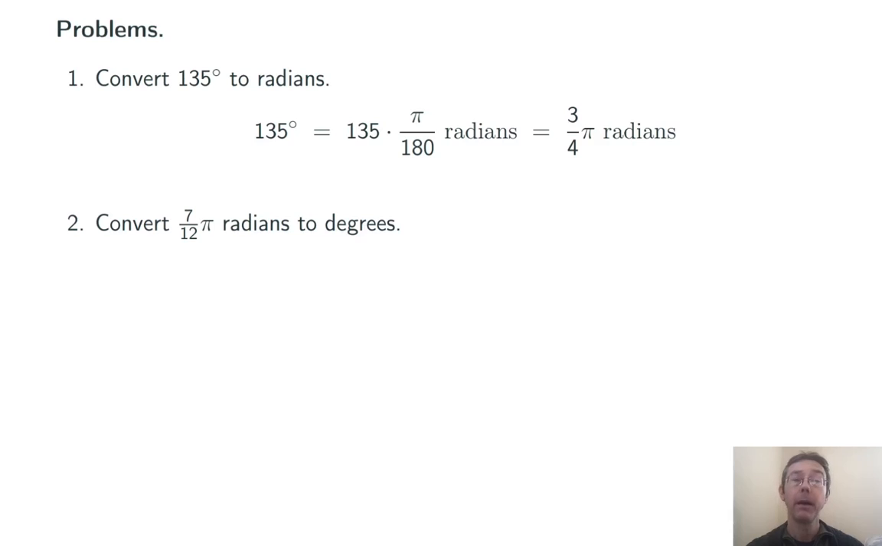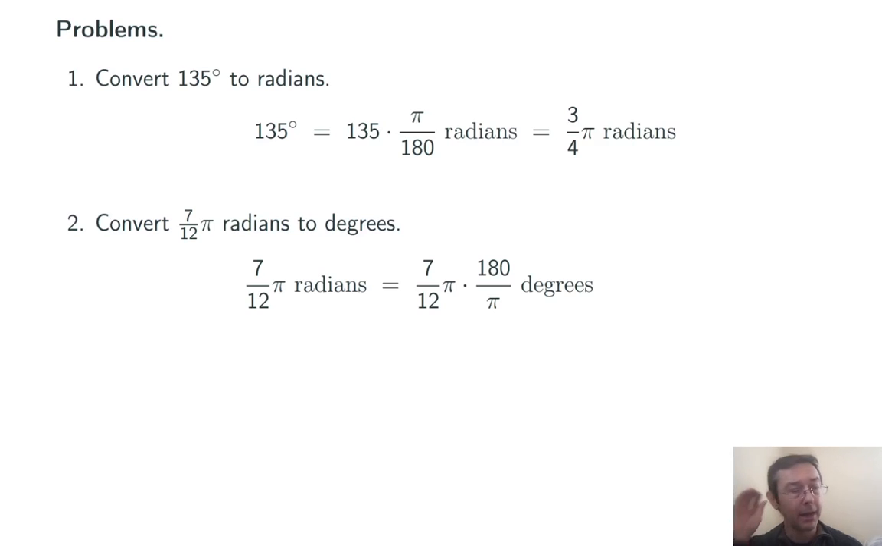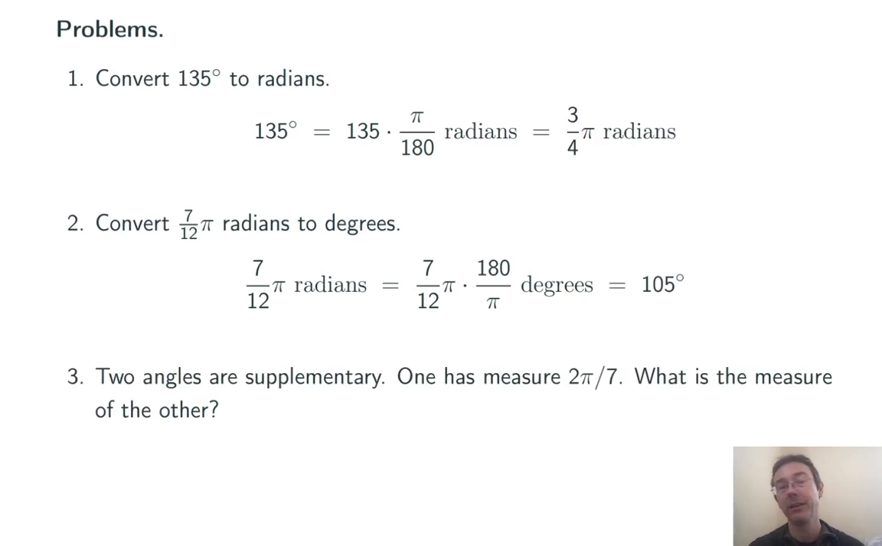Convert 7 pi over 12 radians into degrees. So this time we need to multiply 7 pi over 12 times 180 over pi. In this case, the pi's cancel. We get a little bit of simplification. It's 105 degrees.